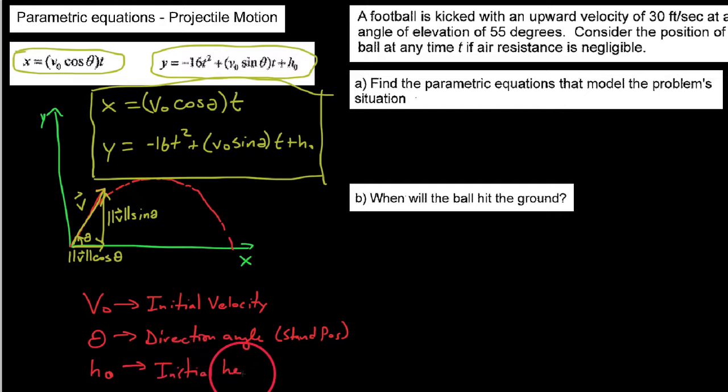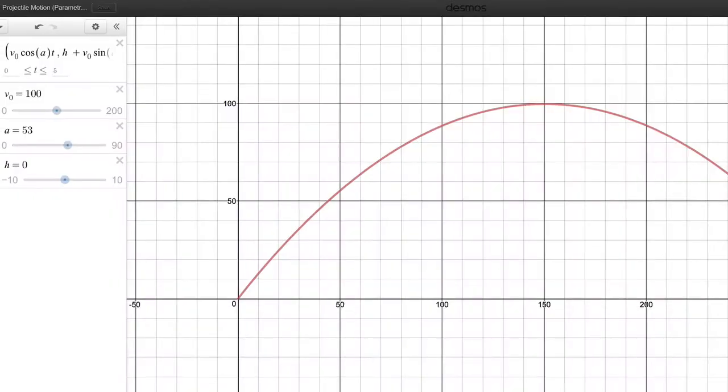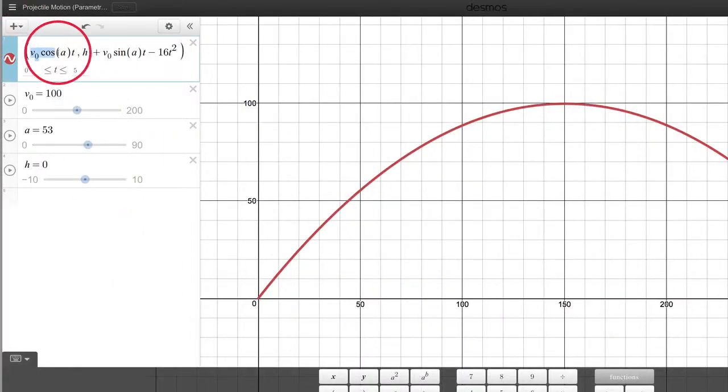What I want you to see here is this: I created a Desmos graph, and I made it parametric by saying, graph me the set of points that have x values of these and y values of these. When I put this in, you can see up here that our x value is the magnitude, or initial velocity, times cosine theta times the time, where I'm actually using an A for angle since it's not going to allow me to use a theta here. But our y value is our initial height plus our initial velocity times the sine of our direction angle times time, minus 16t squared. You see that this projectile follows this path right here.